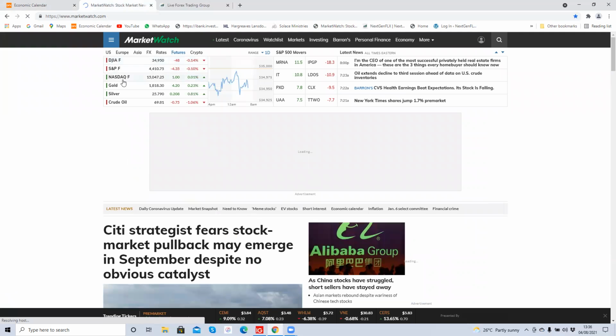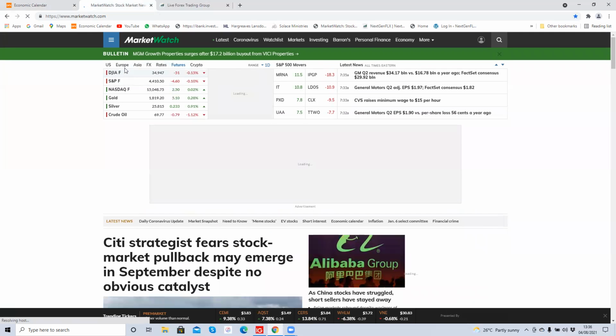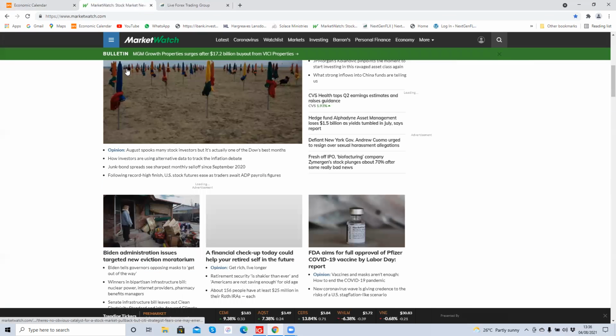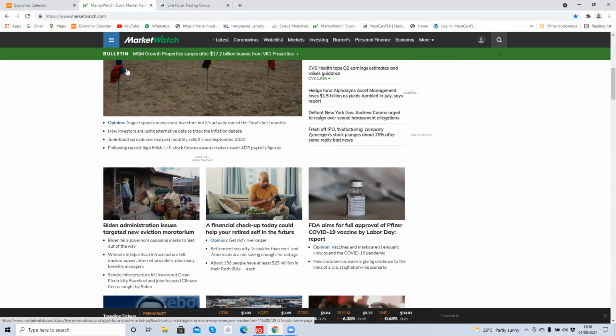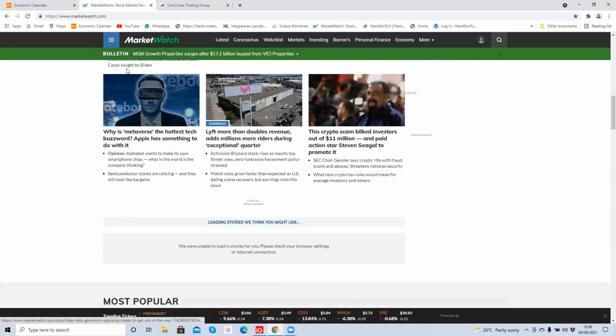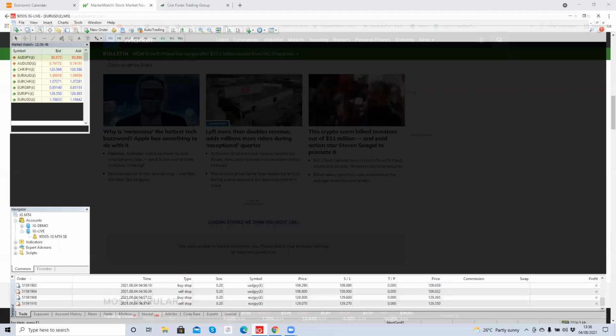Also, don't forget to check Market Watch, see if there's anything causing uncertainty in the global markets. There's nothing causing uncertainty in relation to the currency market. There are lots of things affecting the stock market, but nothing going on affecting the currency market that could cause uncertainty. So let's go to the charts.